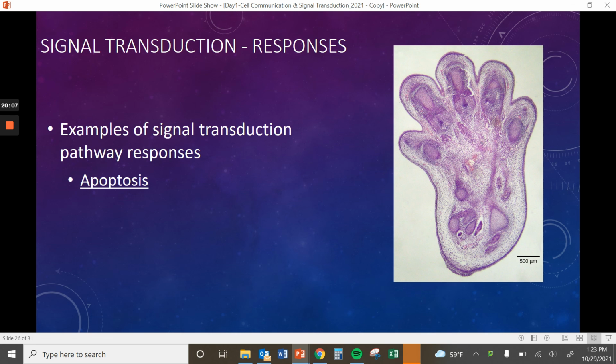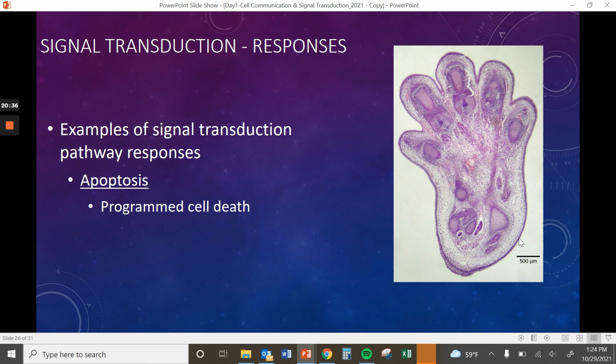So one example of a response that a cell can have is apoptosis. We have talked about this a little bit, but this is programmed cell death. Once the signal is received and we go through transduction and the cell responds, one of those responses can be that the cell dies and shuts down. So this is actually what is creating digits on your hands and toes.